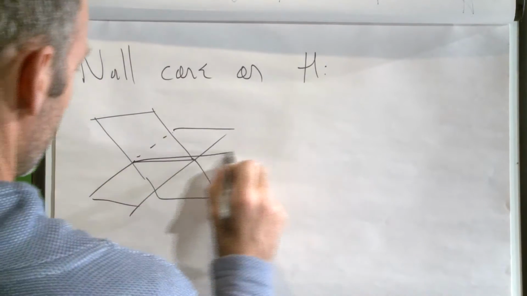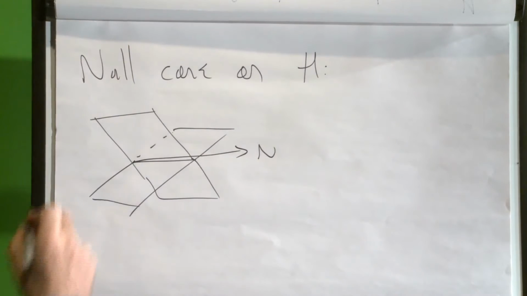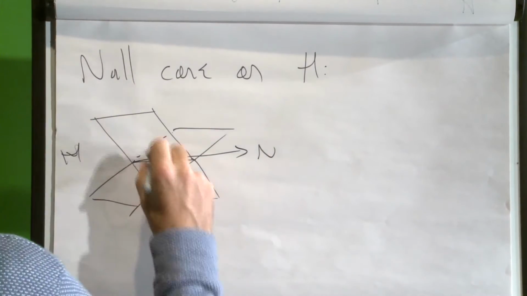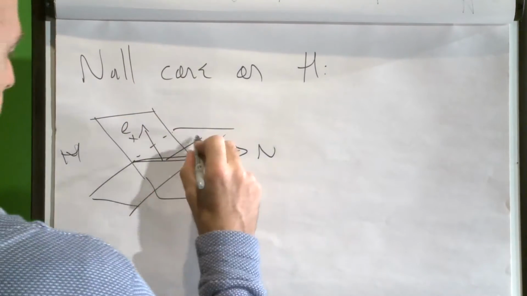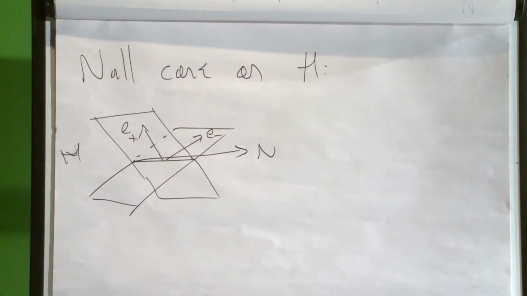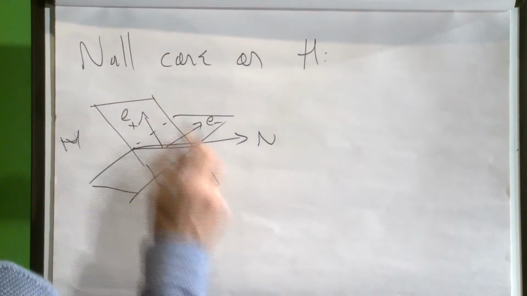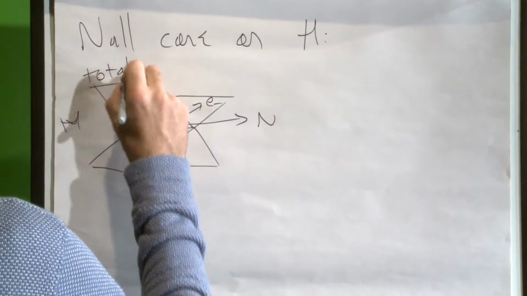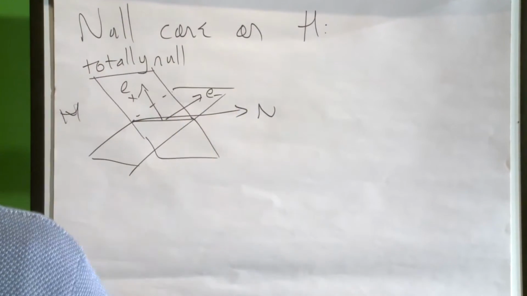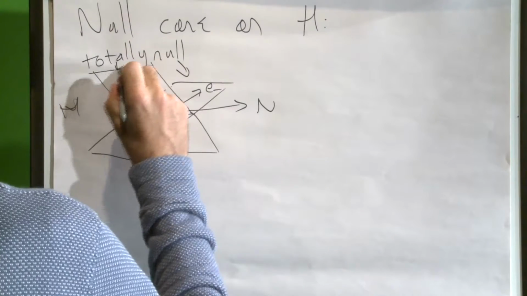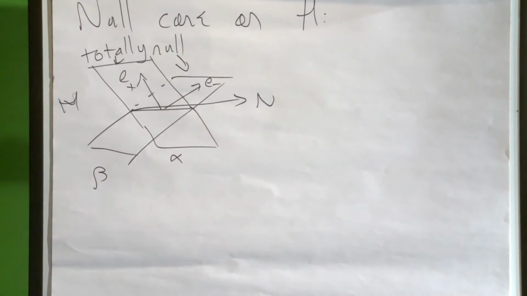So it has your normal vector, which lies in the hypersurface H. And then I guess if you call that E plus and that E minus, they're the other null vectors. And this is a totally null plane, all in this hypersurface. Both of these are. And in fact, one of them is an alpha and the other is a beta plane.